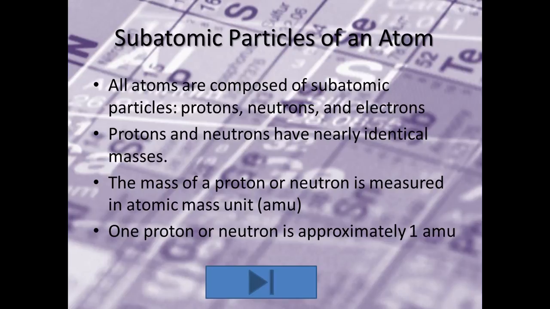Subatomic particles of an atom. All atoms are composed of subatomic particles: protons, neutrons, and electrons. Protons and neutrons have nearly identical masses. The mass of a proton or neutron is measured in atomic mass units, AMU. One proton or neutron is approximately 1 AMU.